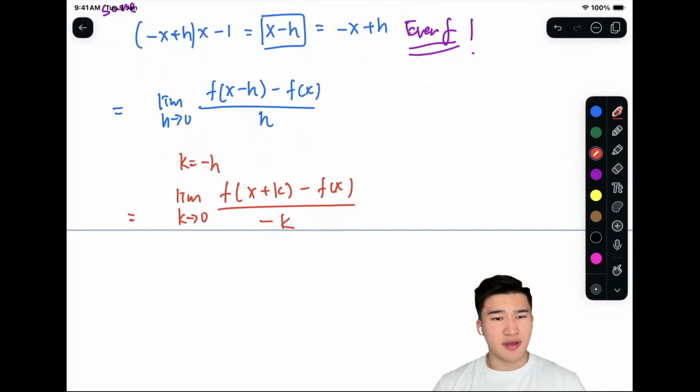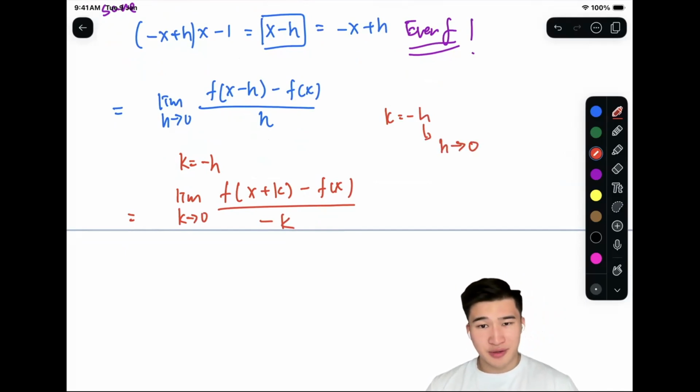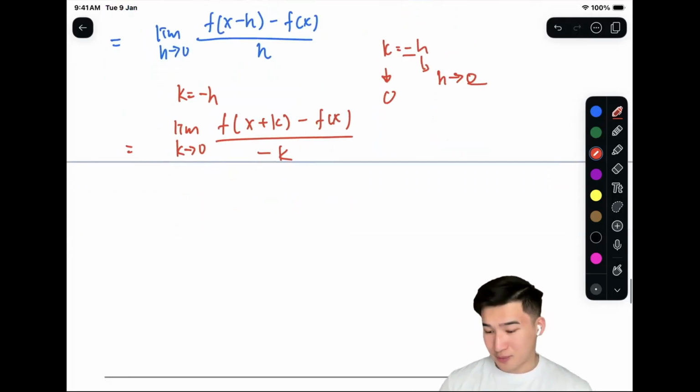So here you might be asking, okay, so we know that h is approaching 0, so why is k also approaching 0? Well, look at this, k equals negative h. So if h is approaching 0, what do you think k is going to approach? We have negative 0, okay? k is going to approach negative 0, but basically it's just 0. So k is also approaching 0 when h is approaching 0, so that's why we can write this.